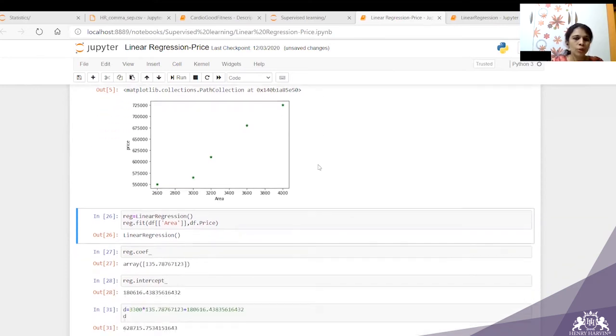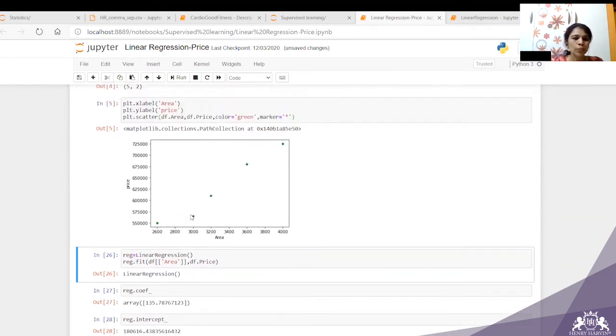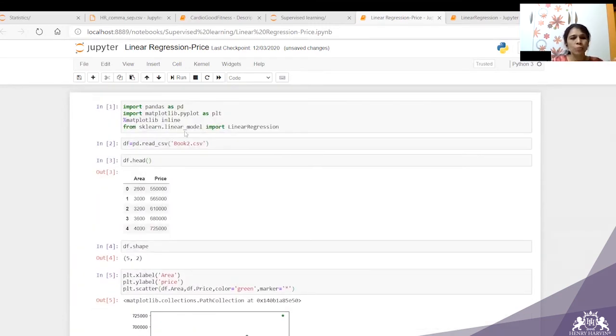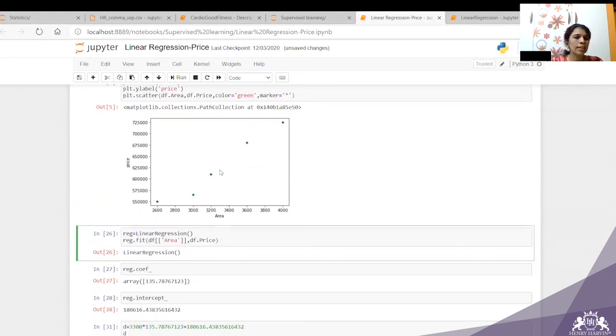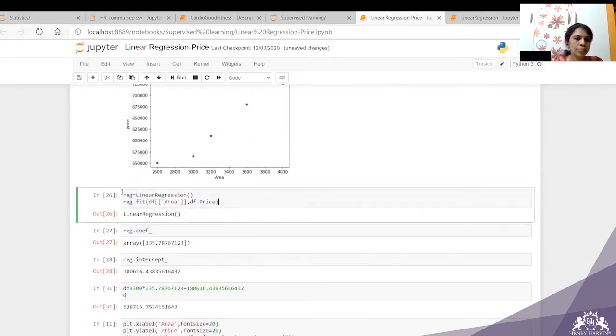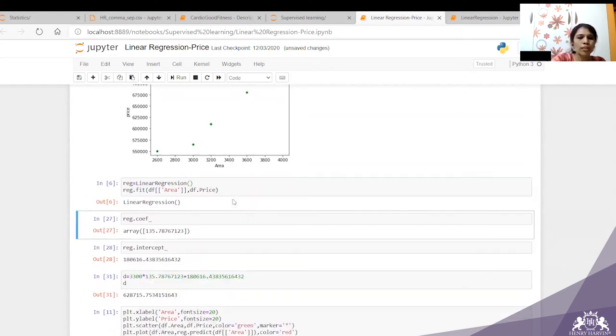Now the aim is to make a linear regression model, so this is the next step. Once we import the library, we read the file. The next important step is that I write reg equal to LinearRegression. Whatever the model may be, we have to write the model name. If I'm doing logistic regression, then I should write LogisticRegression.